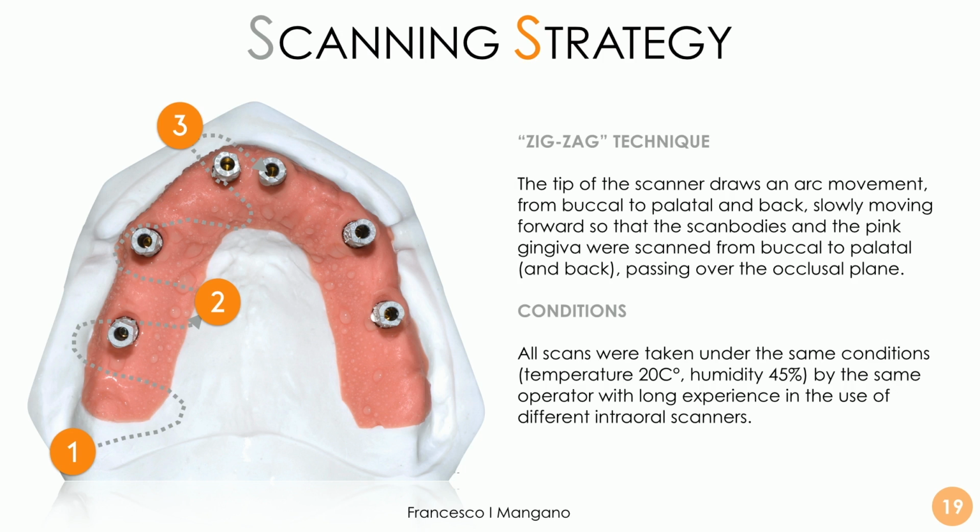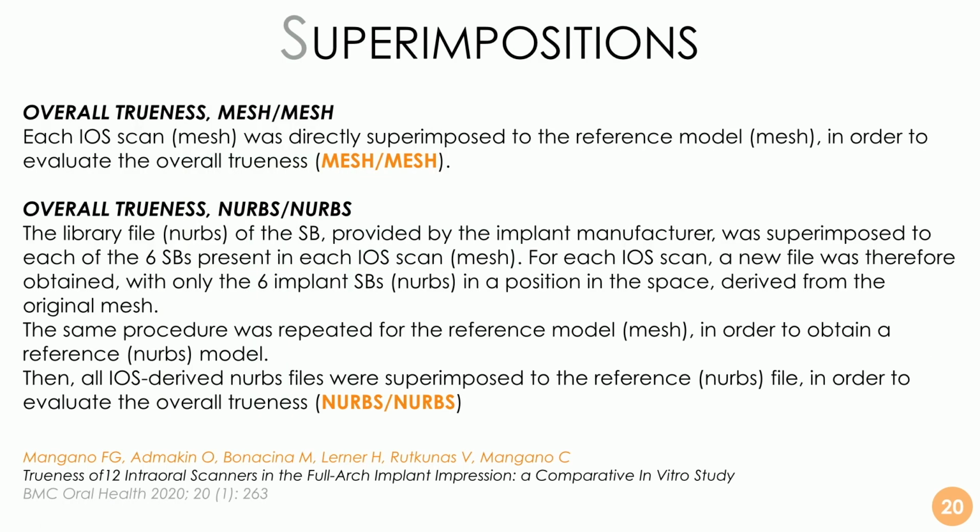So the scanning strategy was almost the same for all the scanners, under the same environmental condition. I used this zigzag technique that is quite established in the world of intraoral scanners, and we then performed the superimposition, and we evaluated the overall trueness with a mesh-to-mesh method, and then the overall trueness with a NURBS-to-NURBS method. With the NURBS-to-NURBS method, as I told you, the library file of the scan body provided by the implant manufacturer was superimposed to each of the 6 scan bodies present in each IOS scan mesh.